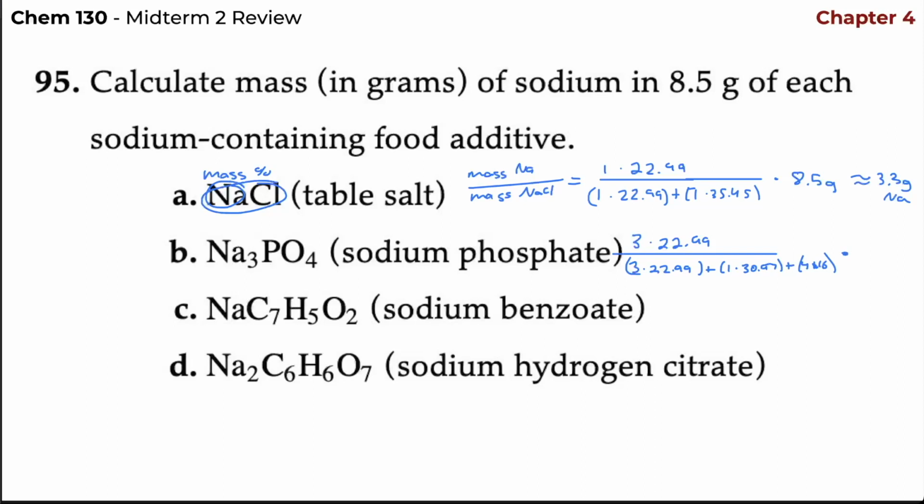And then now this right here is the percentage, how much sodium is in the entire thing. Now we multiply that percentage by the 8.5 grams, and we should get around 3.6 grams of sodium. And yeah, you're gonna just repeat that method for this one and this one. You should get specifically these answers, which is 1.4 grams and 1.7 grams of sodium. And yeah, just follow this method, you'll be all fine.